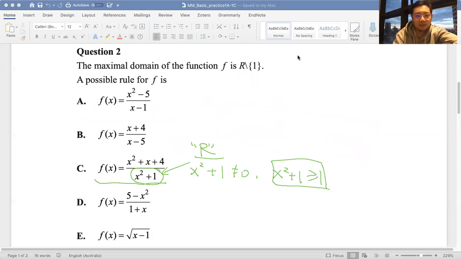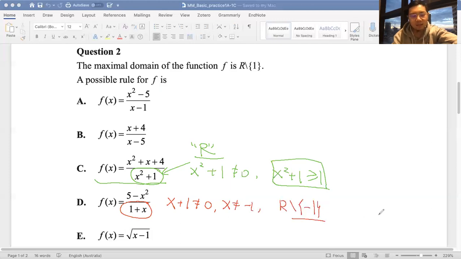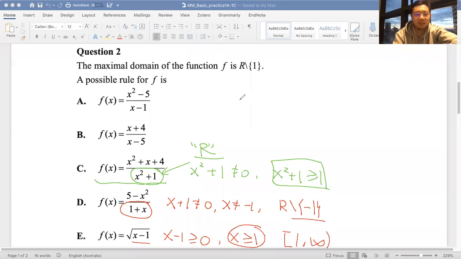And for the next one, over here, the denominator is x plus 1. So x plus 1 cannot be 0. So x cannot be -1. So it's R, and we don't want -1, okay? And finally, for this one, it's under the square root, so x minus 1 is greater than or equal to 0, so x should be greater than or equal to 1, which means it should be, oops, sorry, my bad, it should be 1 to infinity, okay?